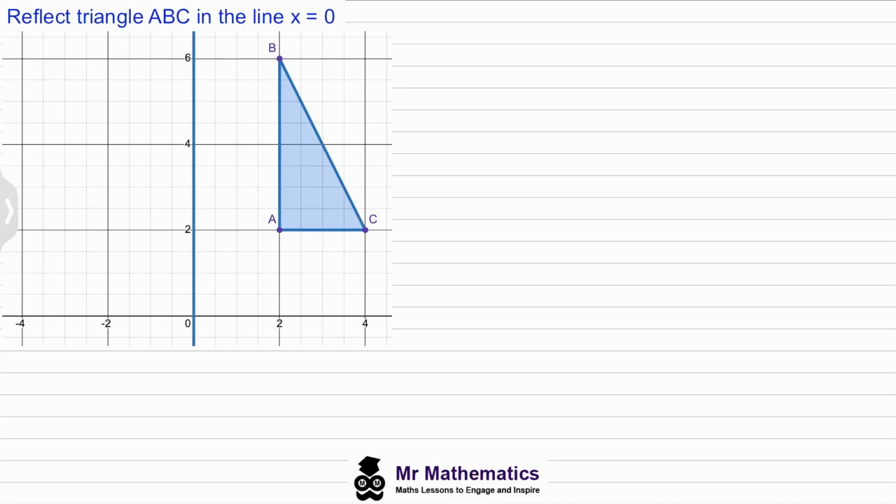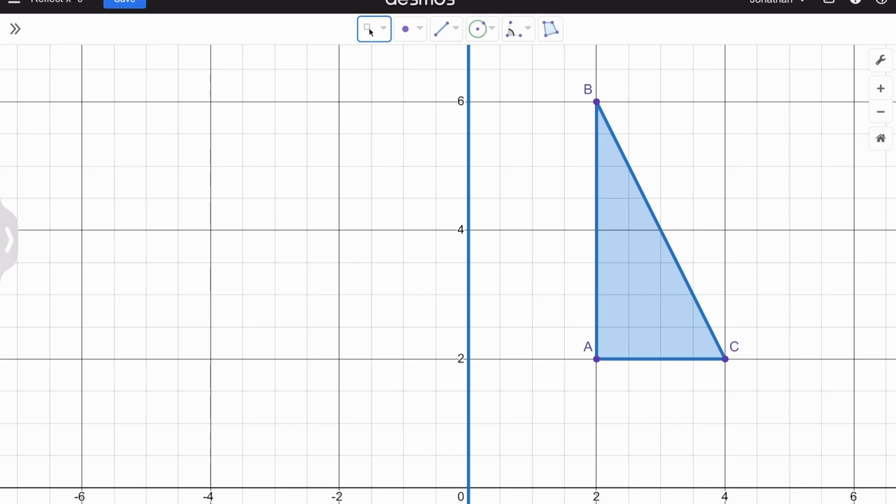Hi everybody, so in this video I'm going to show you how to perform reflections using matrices. In this example we've been asked to reflect triangle ABC, which is this triangle here, in the line x equals 0, or the y-axis. Before I show you how to do this using matrices, I want to show you what the reflection would look like using Desmos. So we have our object, which is this triangle ABC.